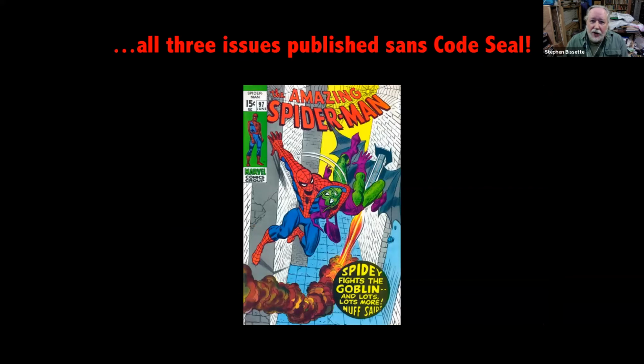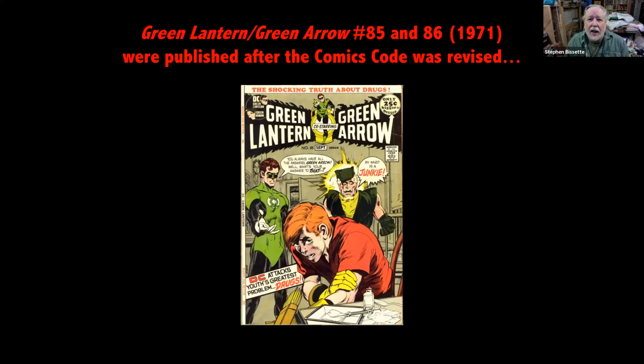So the fact that these issues were a success without the code seal of approval prompted the code to take a hard look at changing their regulations, updating them. By the way, DC Comics often touts their Green Lantern, Green Arrow drug abuse issues, the ones in which Green Arrow finds out his sidekick Speedy is hooked on something or other. It's never clear in comics what the drugs actually are or do. They were published after the code revision I'm about to bring to your attention.